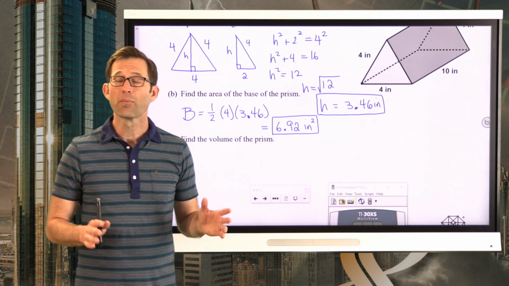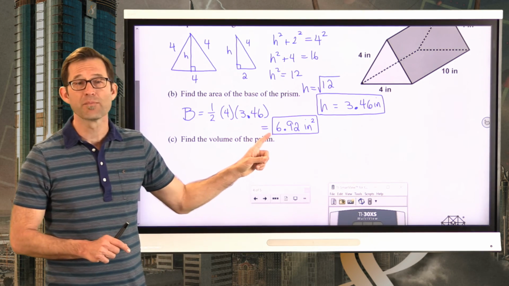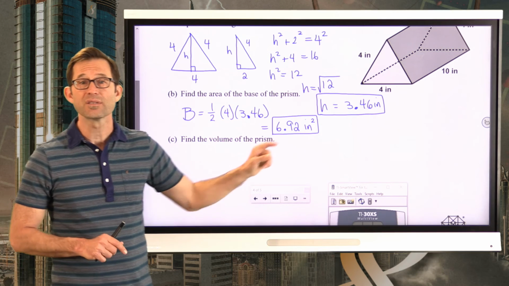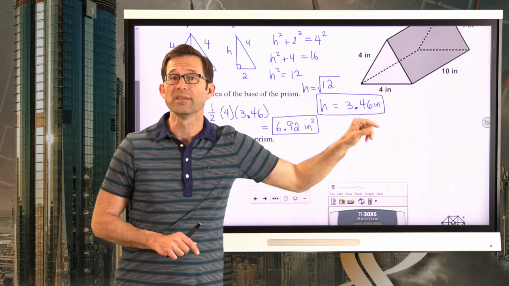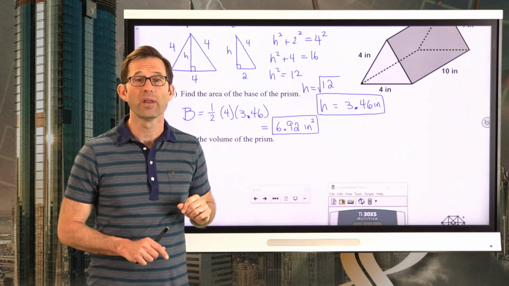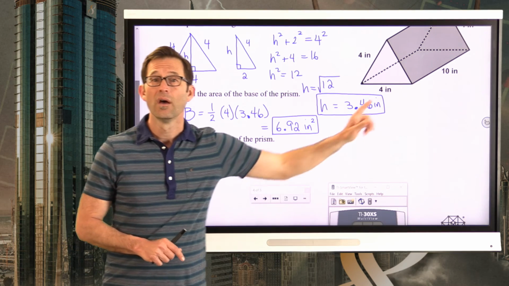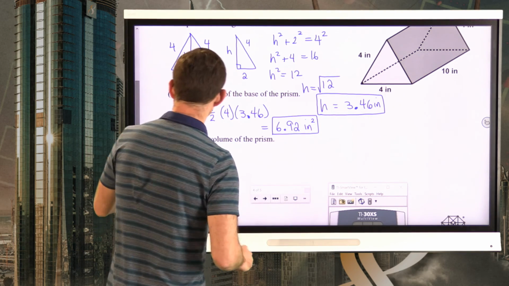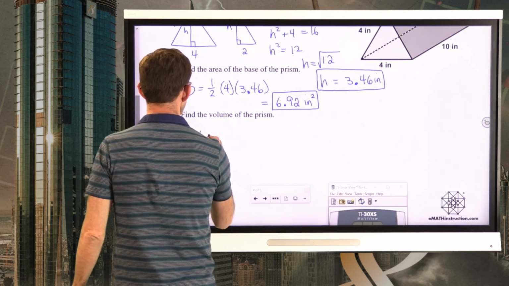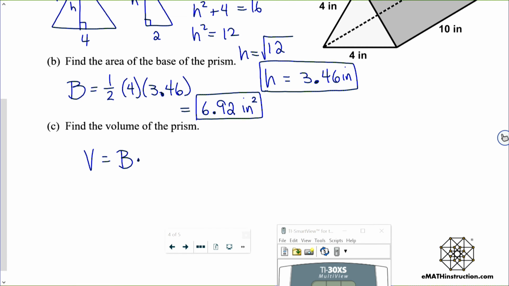Well, the volume of any prism, as always, is the area of its base times the distance between those 2 parallel bases. So it's just going to be our 6.92 square inches times that 10 inches. All right, so V equals B times H. In this case, the H is that 10 inches, so 6.92 times 10, which is 69.2 cubic inches.